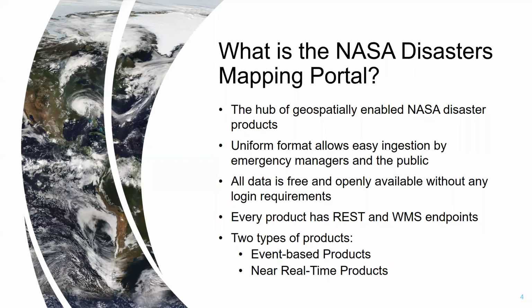So the portal is the home of all the geospatial data that NASA is producing in the disasters program. It used to be very difficult to find these products, so the portal was created to put everything into a uniform format. All the products have Esri REST endpoints, and a majority of the new ones also have WMS endpoints in case you're using open source software. Everything is free and openly available to anyone to use. There's no login requirements. There's no restrictions. If you're a commercial provider, you can use our data to do anything you want.